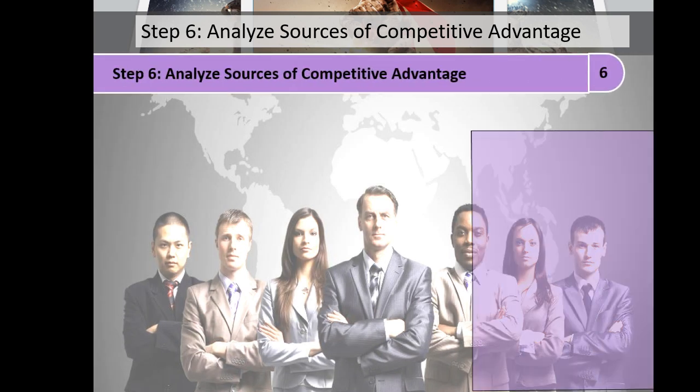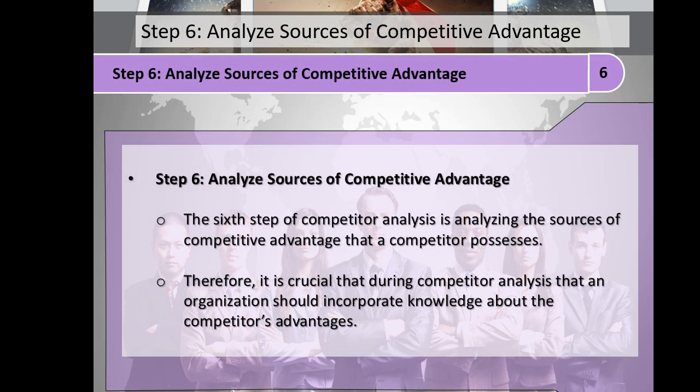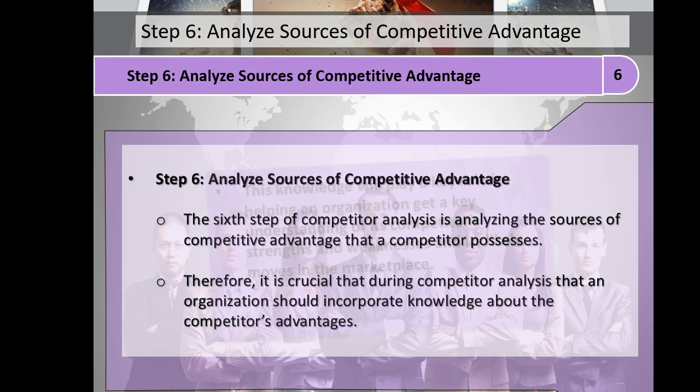So the sixth one we're talking about: analyze sources of competitive advantage. Remember that this theory of competitive advantage, or comparative theory, was proposed by an economist called David Ricardo. Therefore, it is crucial that during competitor analysis an organization should incorporate knowledge about the competitors' advantage. What are their strengths over you? What strengths do your competitors have that you don't have?